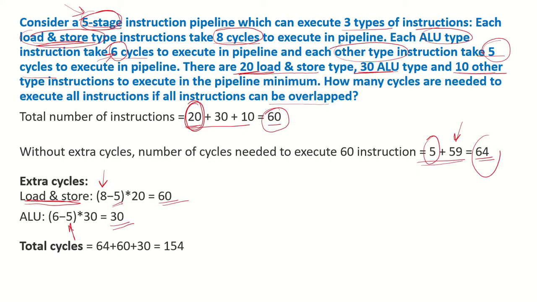So to the total which we had computed earlier, had there been no extra cycles, so 64 plus the extra cycles that are required, 60 plus 30, this gives us 154 clock cycles.